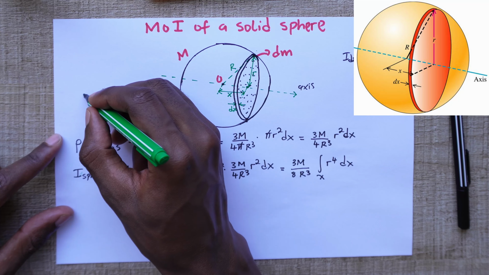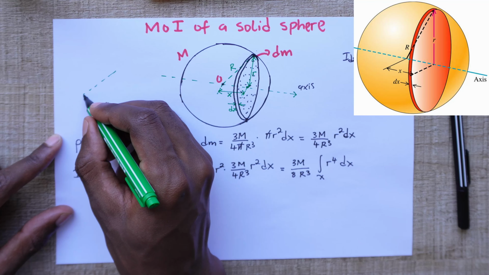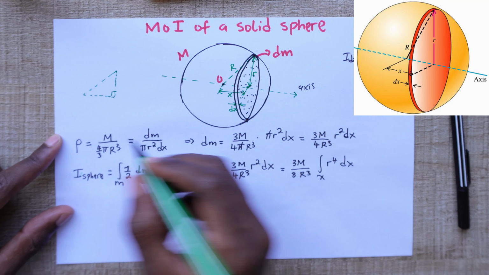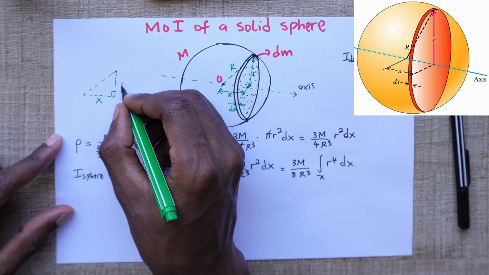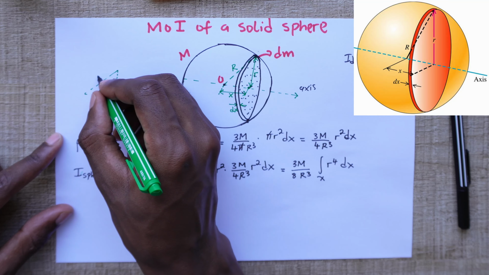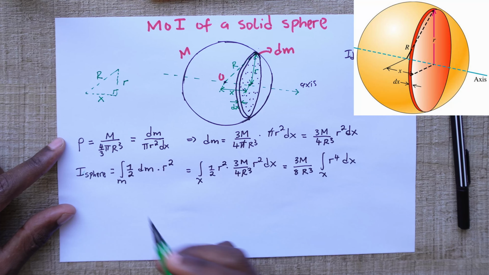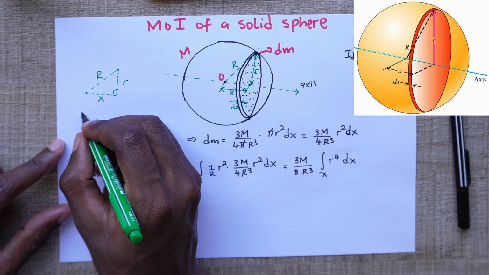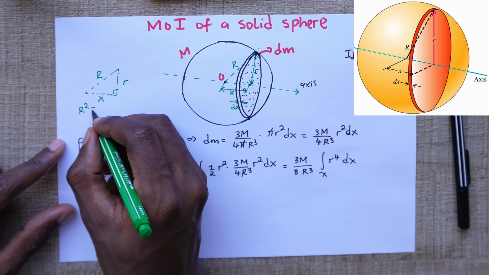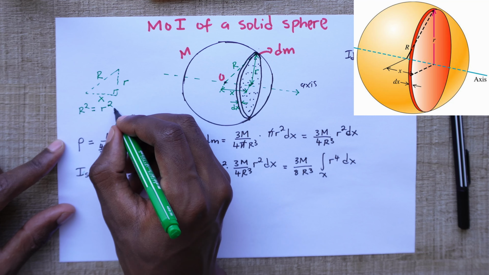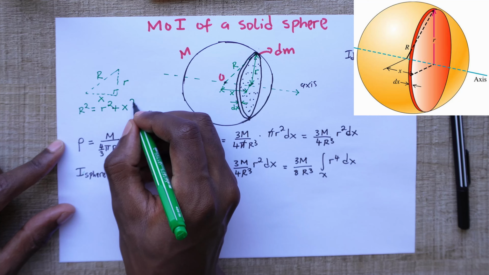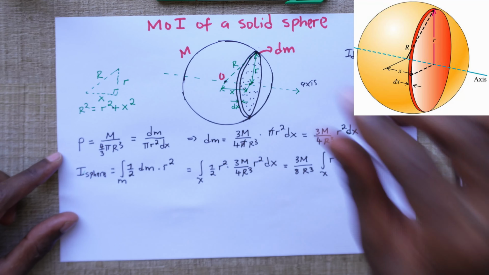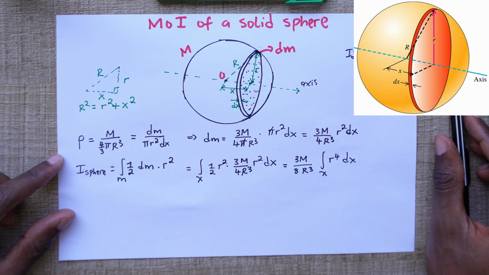So you would realize that we are having something like that, and like this. Here we have x, here we have little r, and here we have capital R. So clearly from Pythagoras theorem, you can see that capital R squared is going to be equal to little r squared plus small x squared. So we can make use of this expression to simplify further the integral.